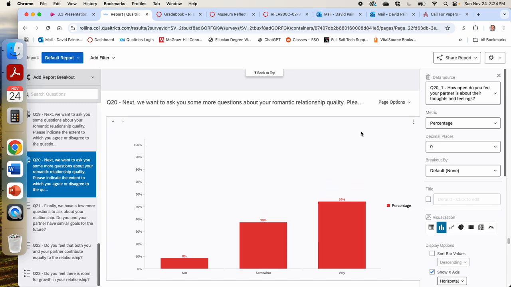Oh, where were we? How open. So sometimes if you're not careful, you'll click and it'll take you right out of your question. You just have to navigate back to it. How open do you feel your partner is about their thoughts and feelings? You've got the bars here. Let's make it a pie chart.